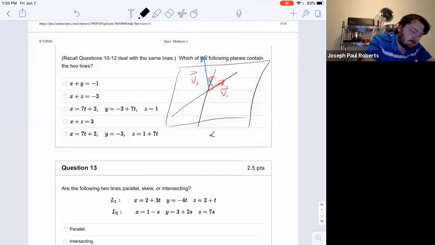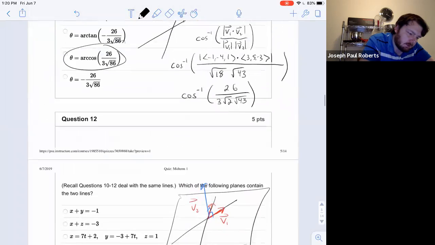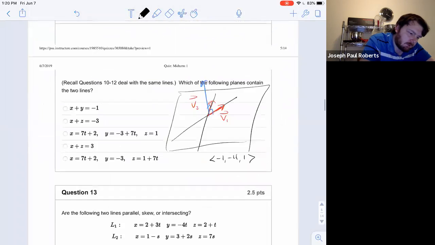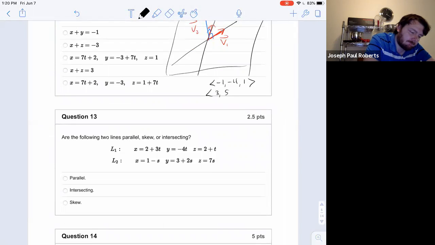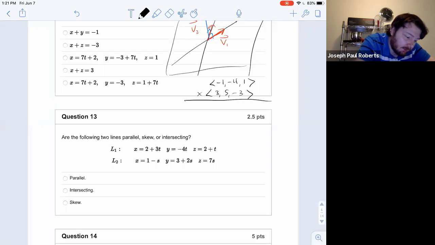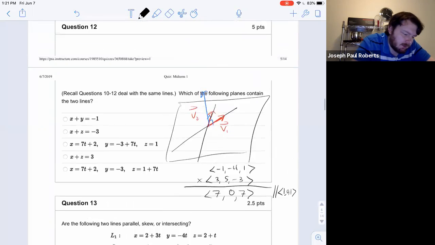So this is what? Negative 1, negative 4, 1 was our first vector, and then 3, 5, negative 3 was our second vector. We take that cross product, we get what? We get 12 minus 5 is 7. We get 3 minus 3 is 0. And then we get negative 5 minus negative 12 is positive 7, which is parallel to the vector 1, 0, 1. And then we need a point.